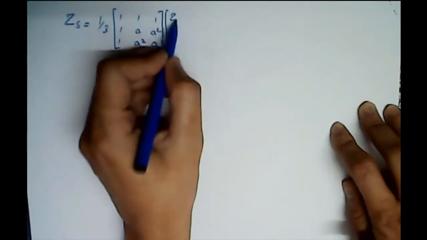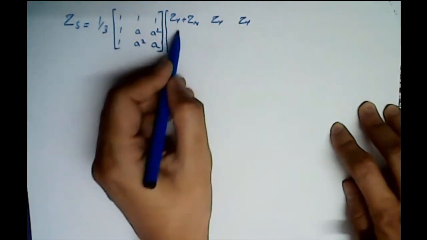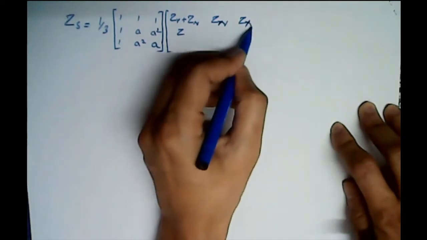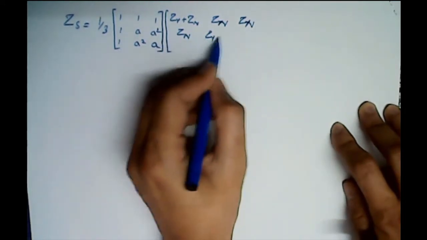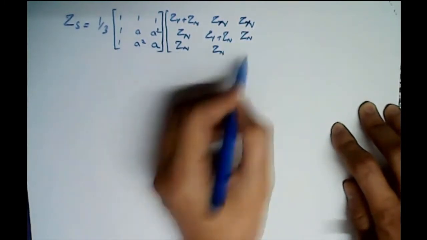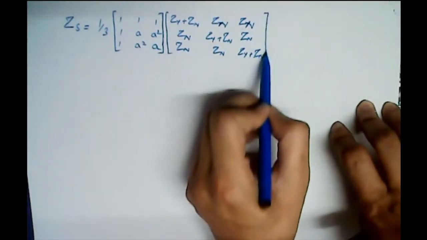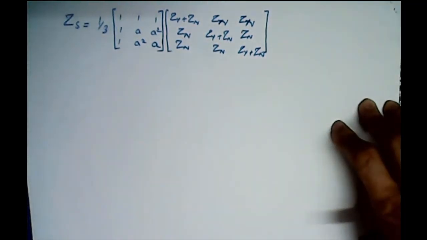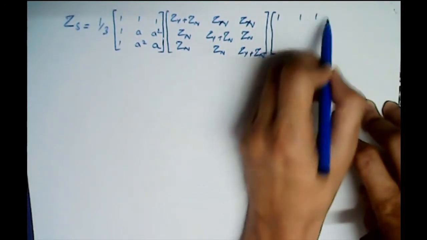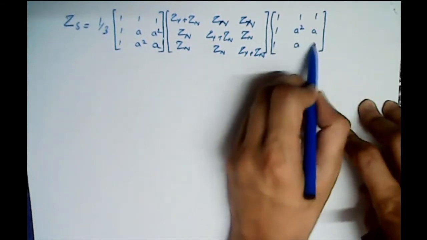Then we have this Zy plus Zn, sorry, Zn, Zy plus Zn, equals, this would be now the matrix A 1 1, 1 1 A square, A 1 A square.